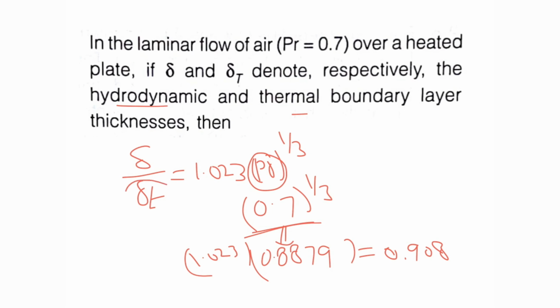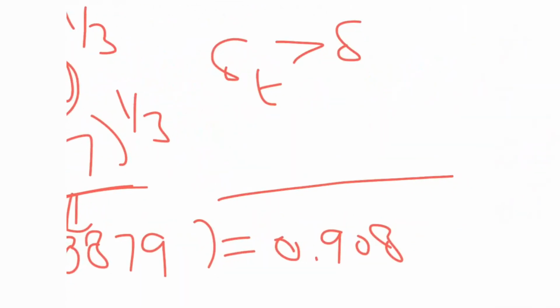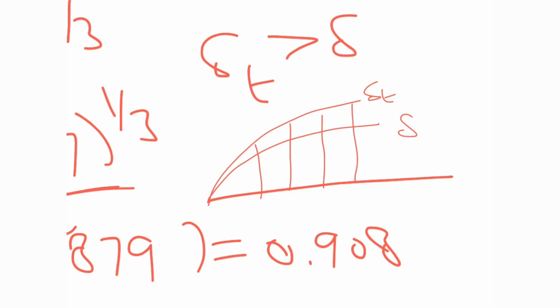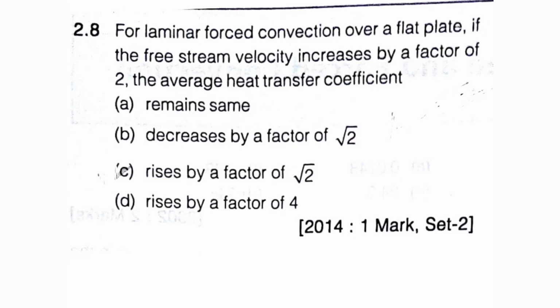From here, we can say that the value of delta T is higher than the value of delta, that is delta T is greater than delta. If you draw the thermal boundary layer and hydrodynamic boundary layer, they will look like this. This is your hydrodynamic boundary layer and your thermal boundary layer would be like this. The value of delta T at any x will be greater than the value of delta. Let us see the next question.